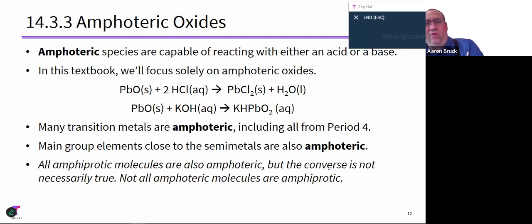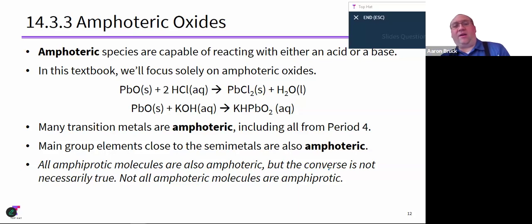Now, before we move on to talking about acids and bases themselves, I want to make a distinction. The term amphiprotic refers to the reaction of a substance as either an acid or a base. The term amphoteric sounds similar, and in a lot of ways there is crossover between them. Sometimes they are used interchangeably, but we need to make an important distinction.